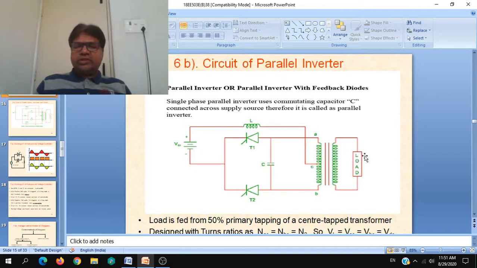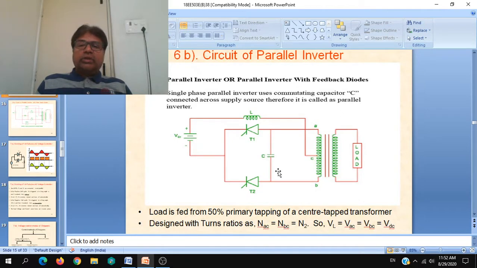This load can be resistive or combination of RL and all those things. Anyone will do good. So it is a DC supply. Obviously, center tap transformer is required where load is connected across the total secondary, whereas center tapping is towards the primary. This you have to remember. And T1, T2 and the capacitor is required to maintain the voltage and also for the discharging times, to supply during the turn off of the main supply.